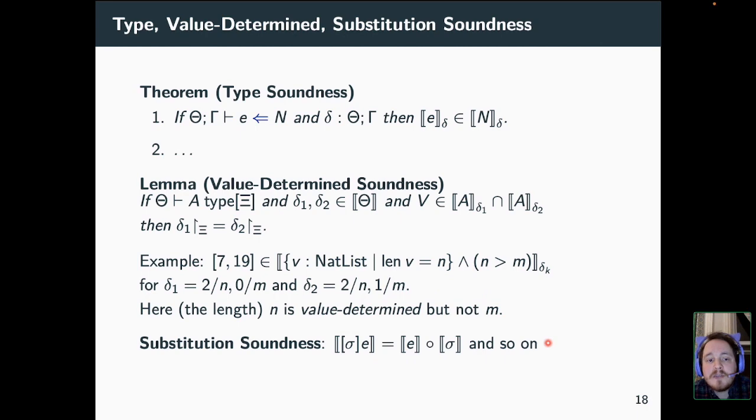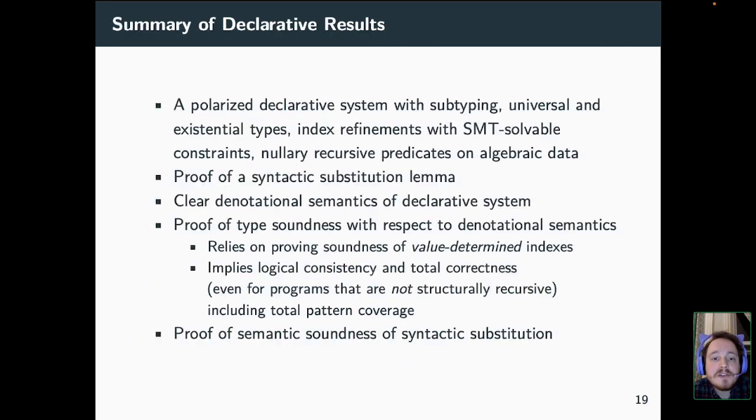But if you read the paper, you'll find many more results. To give a summary of the declarative results, we give a polarized declarative system that has subtyping, universal and existential types, index refinements with SMT solvable constraints, and nullary recursive predicates on algebraic data. We prove that substitution holds.